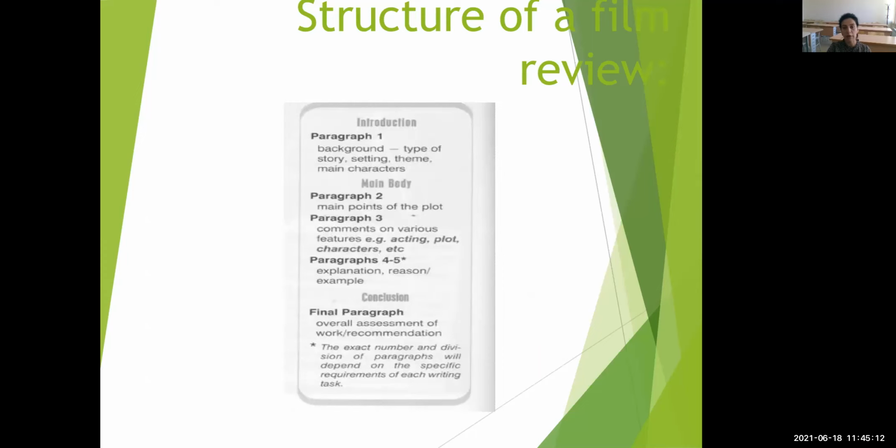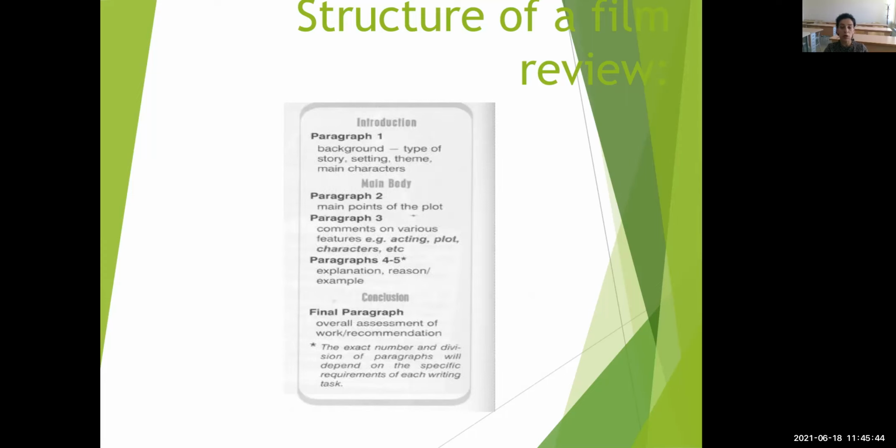Now, as a revision, I gave here the structure of a film review, where there is an introduction, main body, and conclusion. In the introduction, you have to speak about the background, type of story, setting, scene, and main characters. In the main body, as I've told you, the introduction is considered paragraph number 1, and 2, 3, 4, 5 paragraphs can follow. So the main points of the plot should be given in the main body.